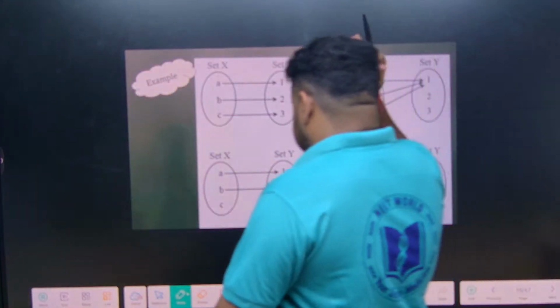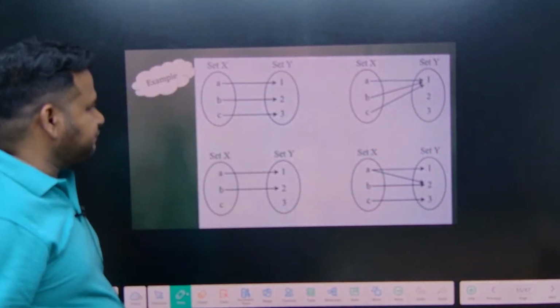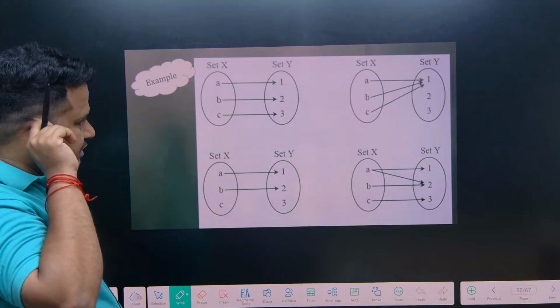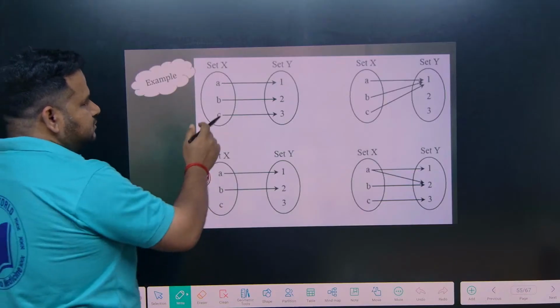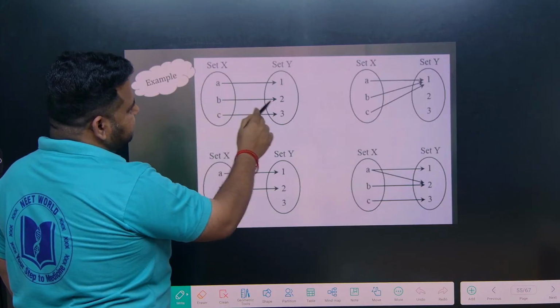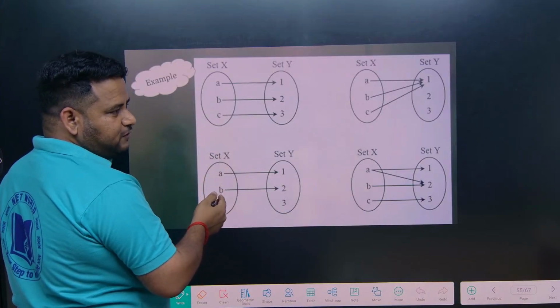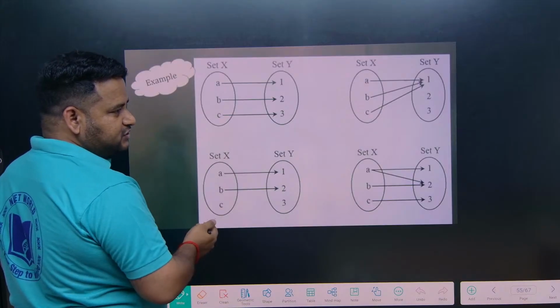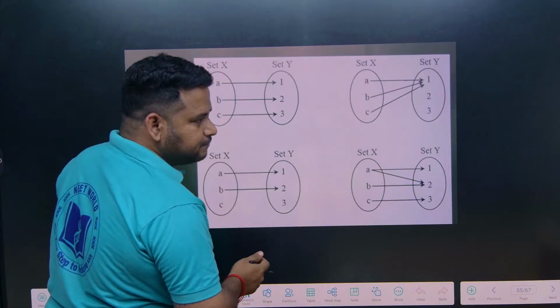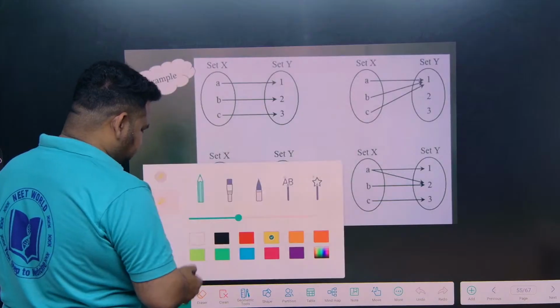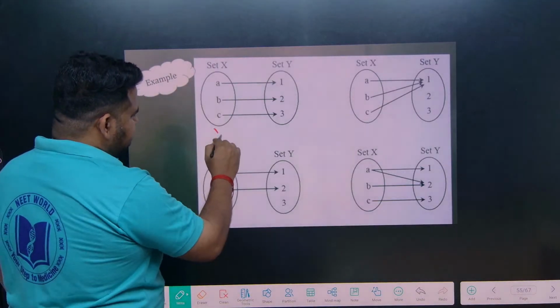So see here, let us take some examples. Which of the following is a function or not? Look at this. This child is having a mother here. This child is having a mother. This child is having a mother here. First of all, tell me, is this a function or not? Is it visible? Yes, it's visible. So first of all, is it a function? Yes, it is a function.